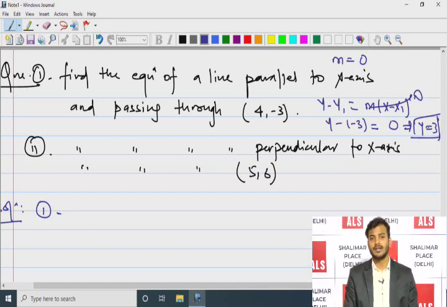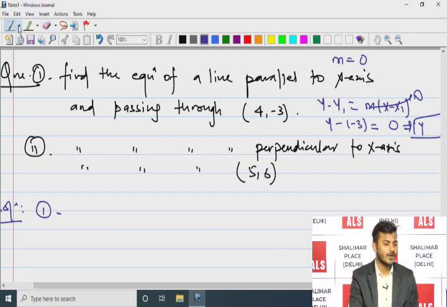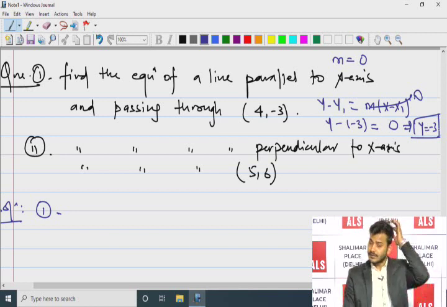It should be, right? Y equals 3 was supposed to be the correct answer also. It's not y equals 3, it is y equals -3. Y equals minus 3. Right, this is the answer.